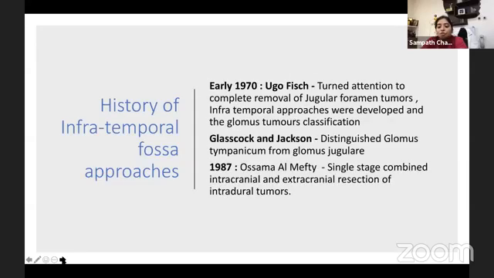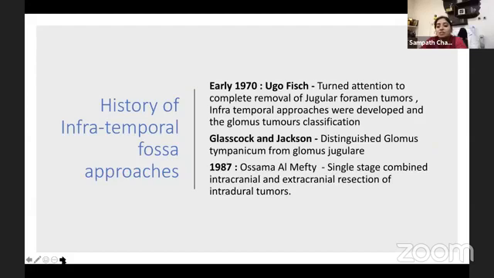So Hugo Fisch, by the early 1970s, got three basic things: one is the ligation of the IJV, one is the facial nerve rerouting, and along with working with Gazi Yasargil, the neurosurgeon, he got the idea that these areas can be accessed by removal of the bone of that region.